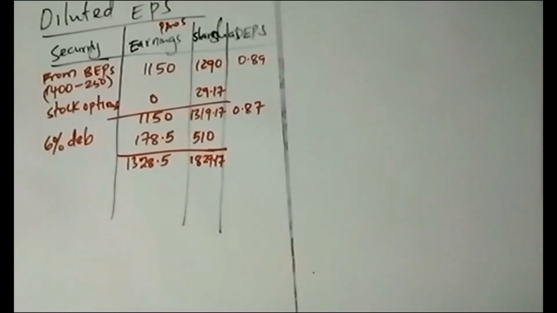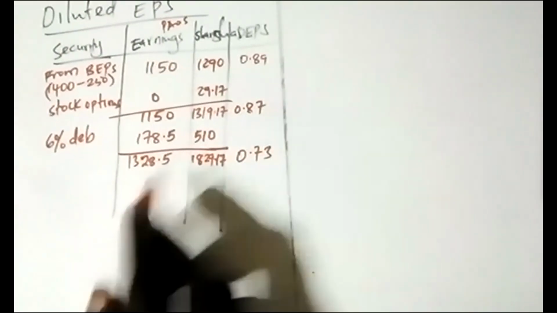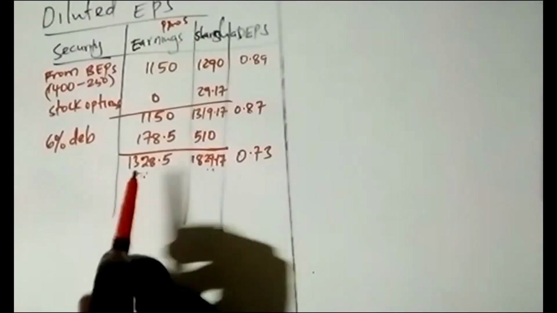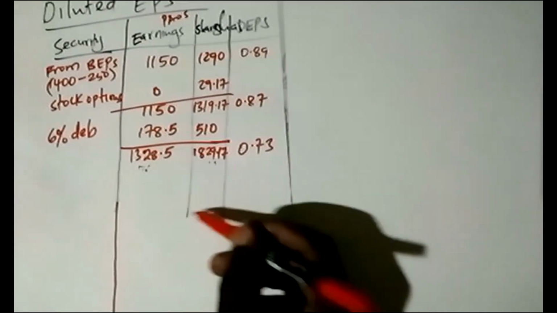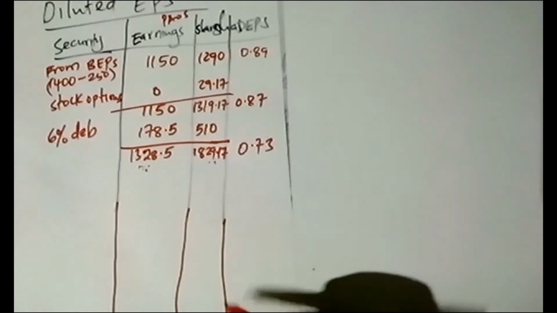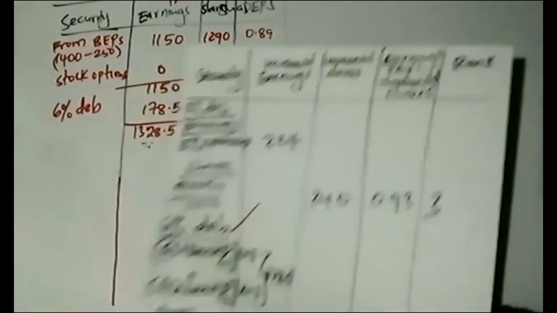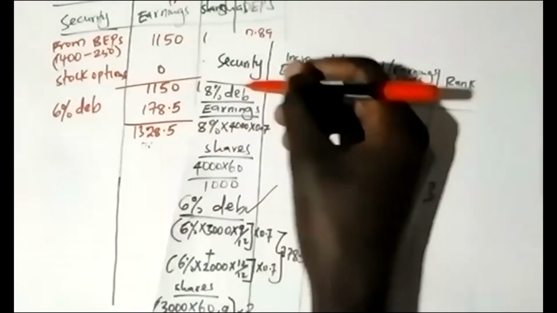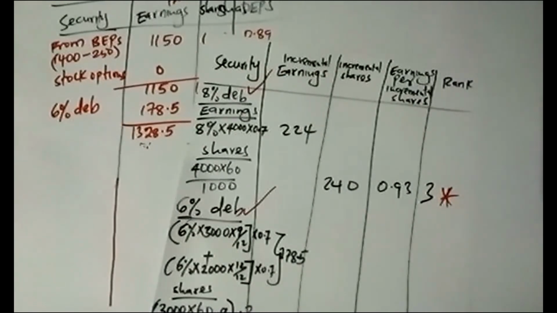So 1328.5 divided by 1829.17 gives 0.73. You divide earnings by the shares. So after that, you move to the third one. The third one was the 8% debenture.